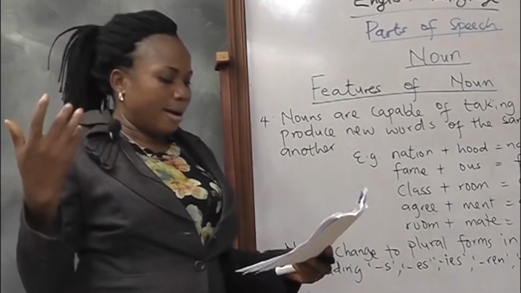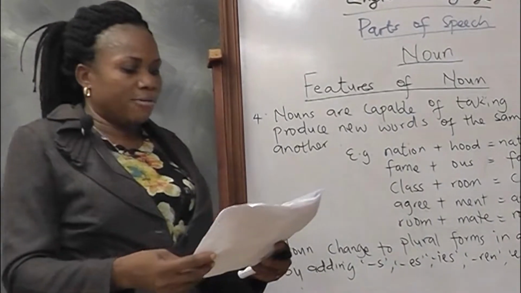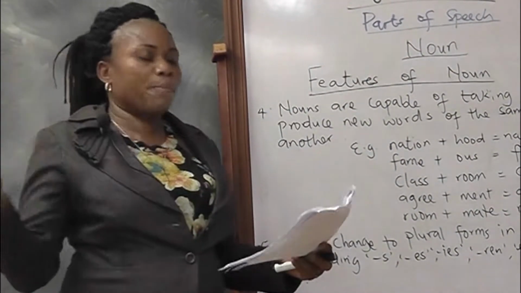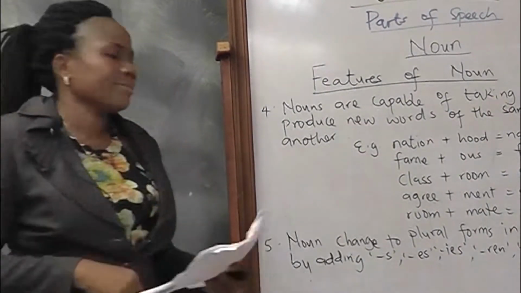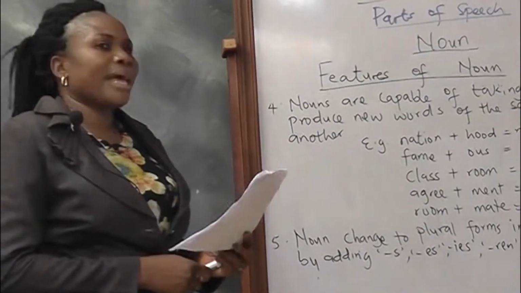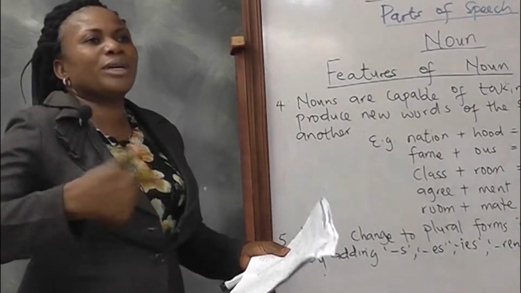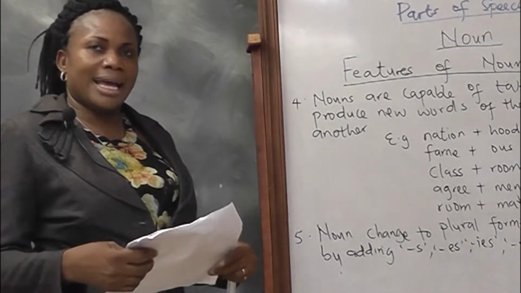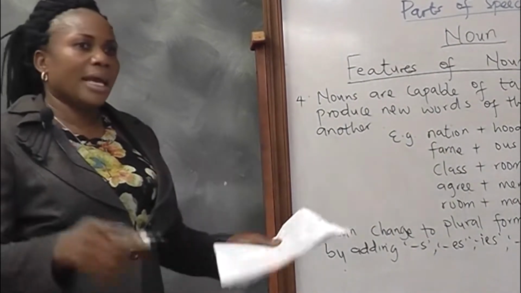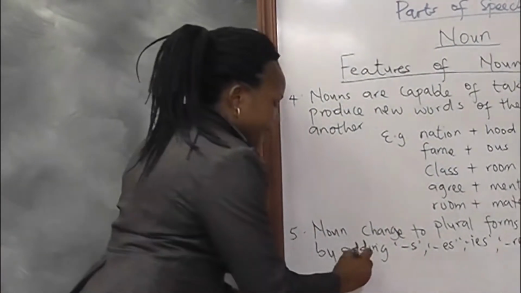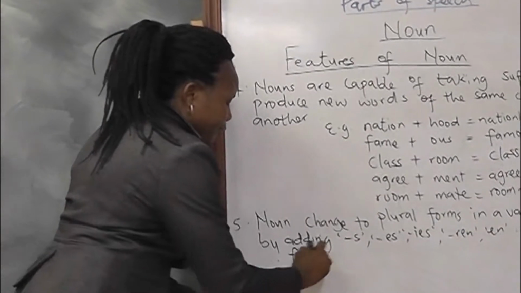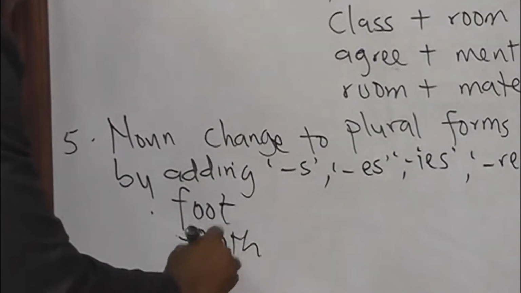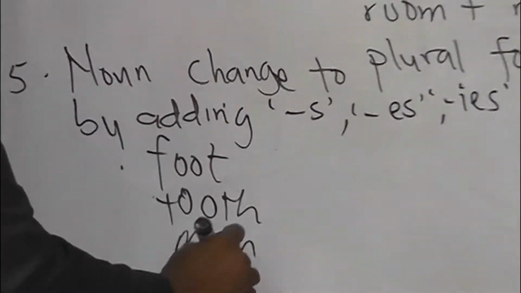We add s when you have other words, simple ones like pen, which becomes pens. But there are some of these words that go through internal change before they can realize their plural form. Examples of such words: we have foot, we have tooth, we have man, we have woman.